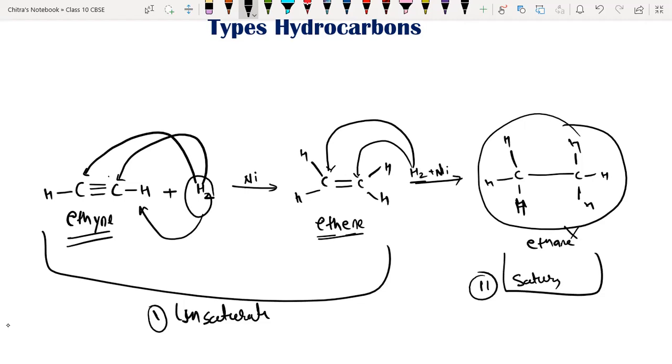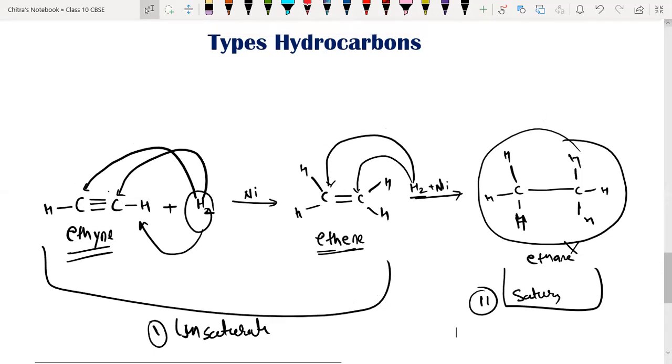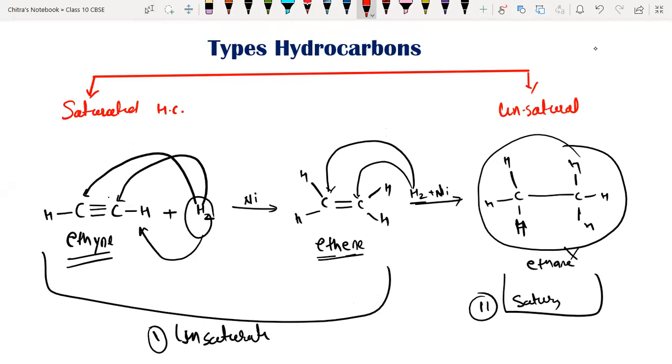Okay, so now we are going to write the types over here. We have two types of hydrocarbon. Number one is saturated hydrocarbon, and second one is unsaturated hydrocarbon. I'm just going to write the definition here only for saturated and unsaturated.